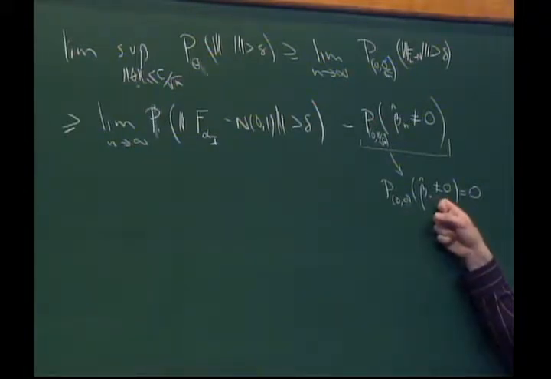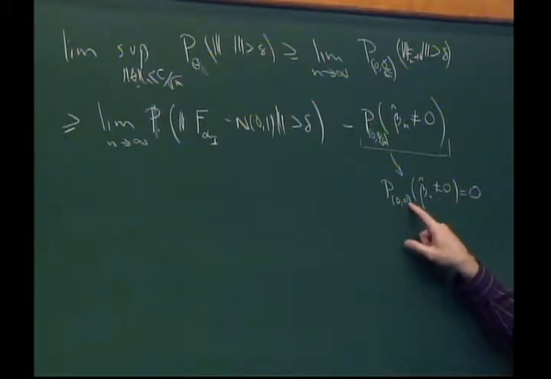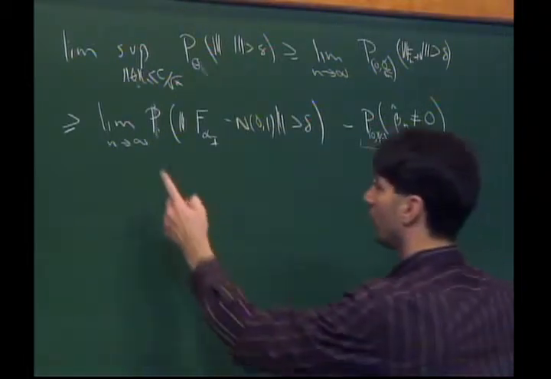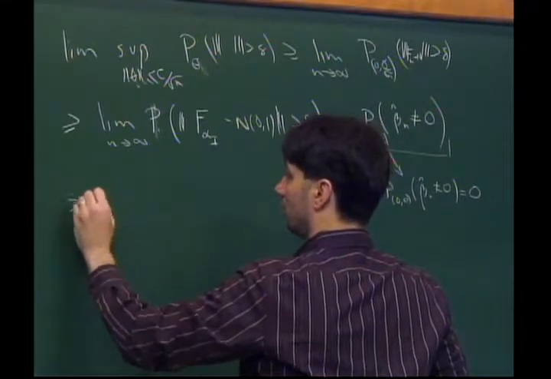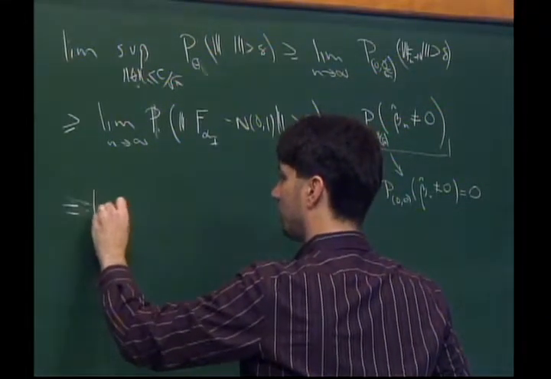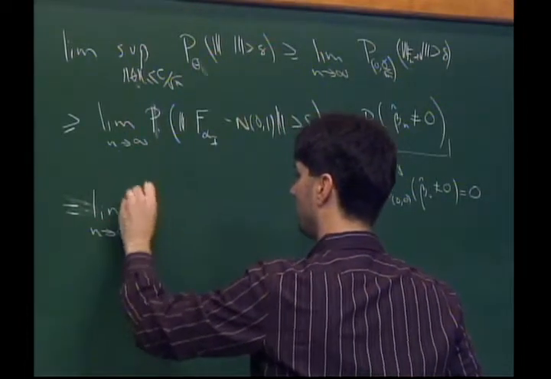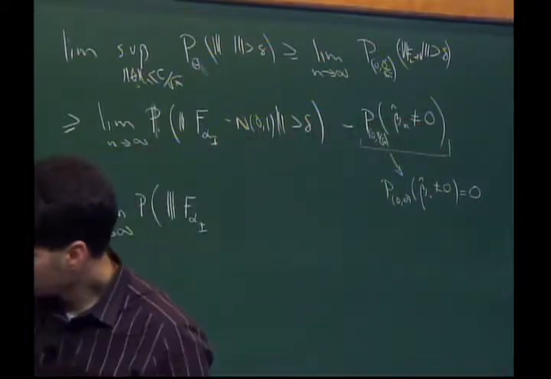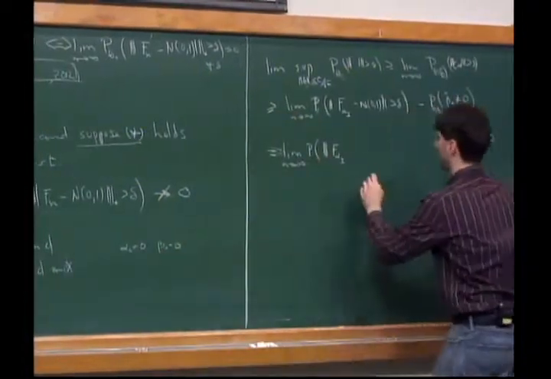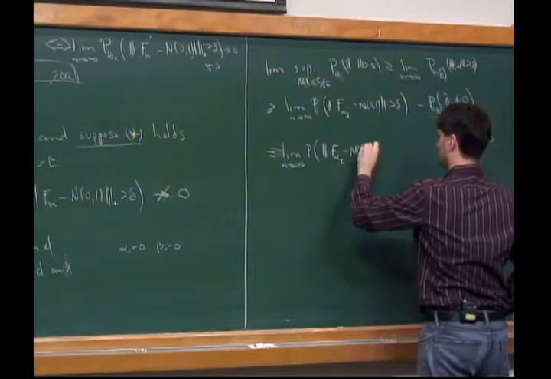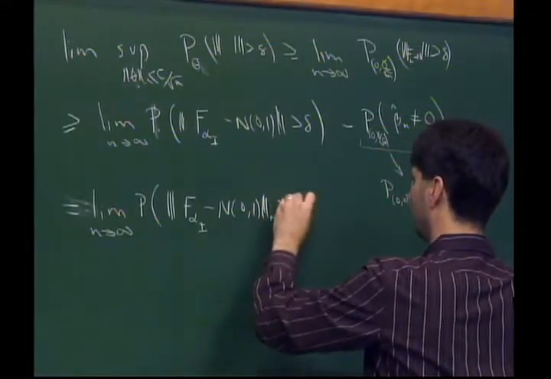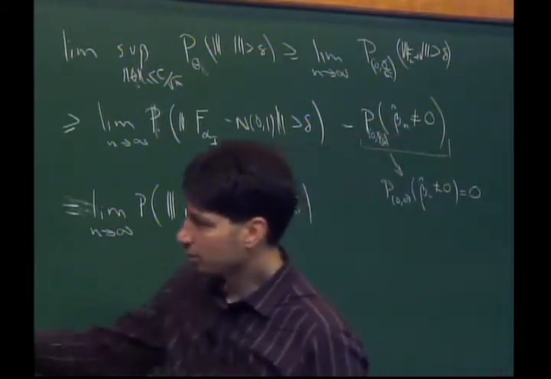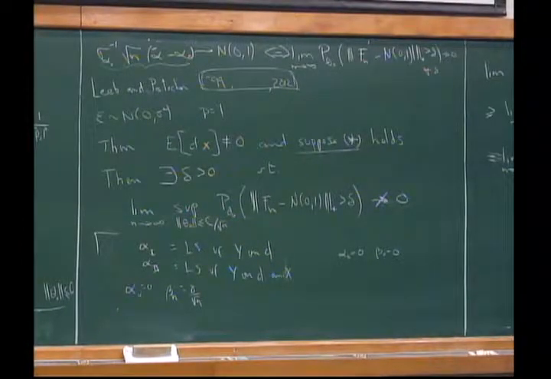With probability going to 1, you're going to select the true model. The true model is not to select the x. So this term vanishes, and you are left only with the limit of n going to infinity of the probability of using the estimator using only d bigger than delta. Now, this estimator we actually can compute because it's just the least square estimator of y on d.